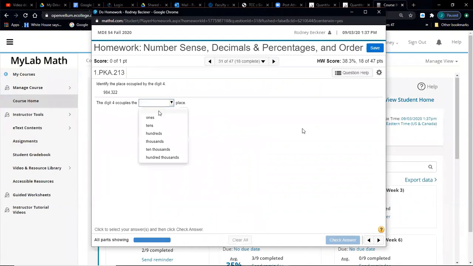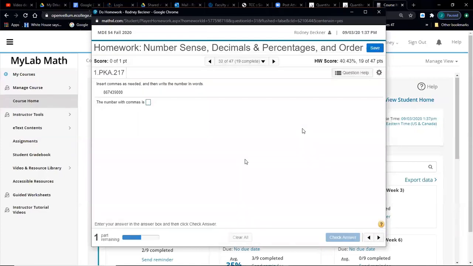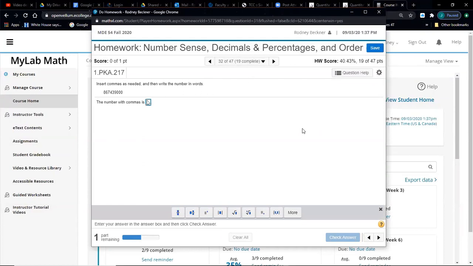And they don't even make you type it out. Thousands. Let's see if that's right. Nice, we got it right. Insert commas as needed and then write the number in words. Oh boy, so this could be fun. Sometimes my math lab can be a little bit of a nuisance if people like to throw extra ands in there. So let's see if we can get this right on the first or second attempt.